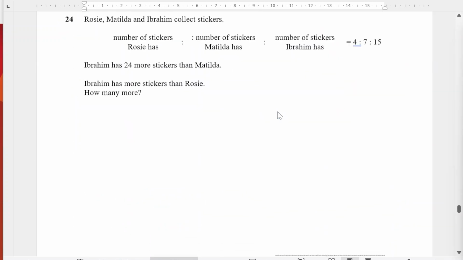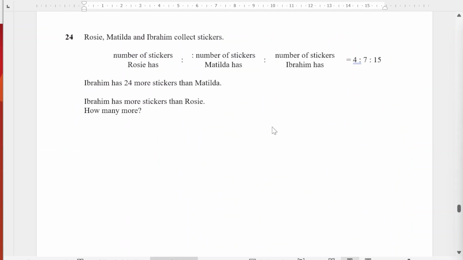Okay, question 24. Rosie, M, and I collect stickers. The number of stickers Rosie has to the number of stickers M has to the number of stickers that I has is 4 to 7 to 15. I has 24 more stickers than M. I has more stickers than Rosie. How many more stickers? So I'm going to set those ratios up again. So R, M, and I. Ratio is 4 to 7 to 15.